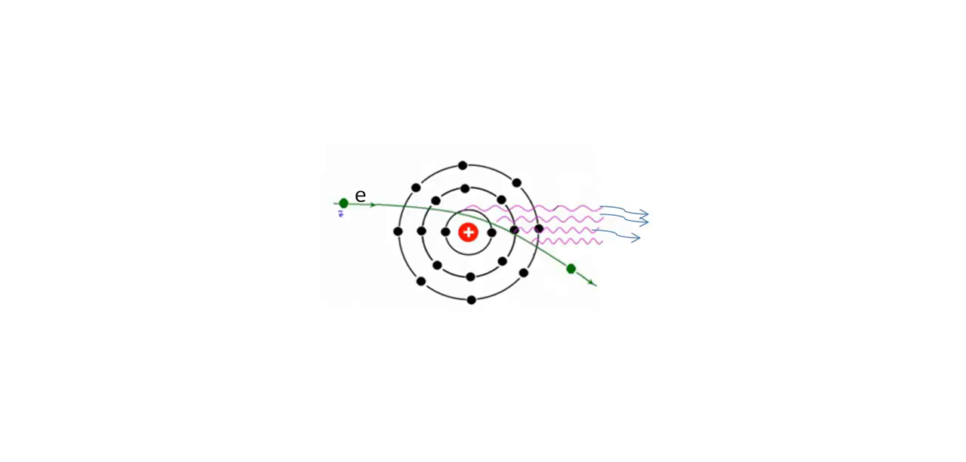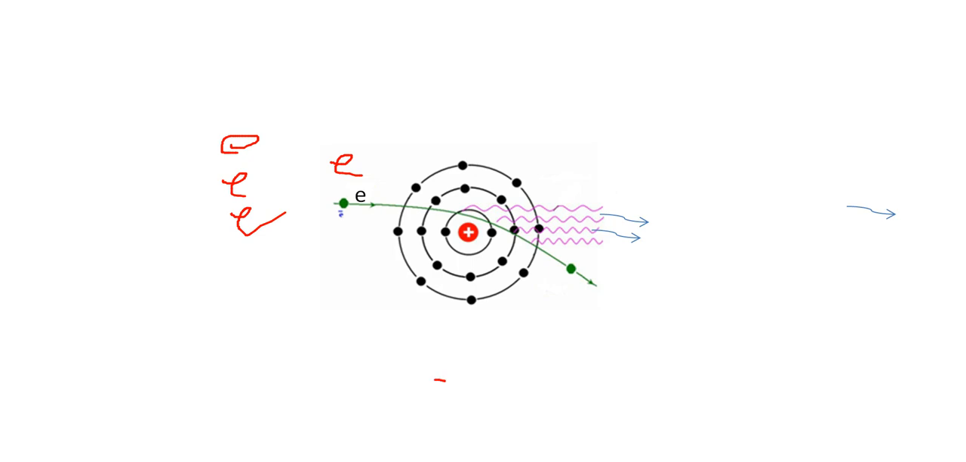Now again let us discuss what happens after the collision of electrons with the target material, so that X-rays will be produced. Here you can see that X-rays are produced. So let us discuss it. Now fast moving electrons, many electrons, will collide with the target material. After collision with the target material, the speed of the electrons will be reduced.